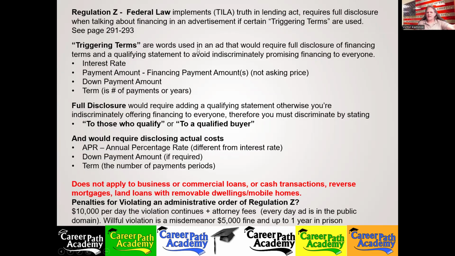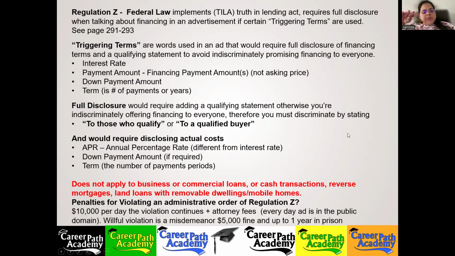Triggering terms are words used in an ad that would require full disclosure of financing terms and a qualifying statement to be added to avoid indiscriminately promising financing to anyone who sees the ad. We have to discriminate when advertising and offering financing. You have to say to those who qualify or to a qualified buyer, and then disclose all the financing terms. If any of these triggering terms are used in an ad, if you mention an interest rate, a payment amount, a down payment amount, or the term, like the number of payments, well, now you're talking about financing. So full disclosure is required.